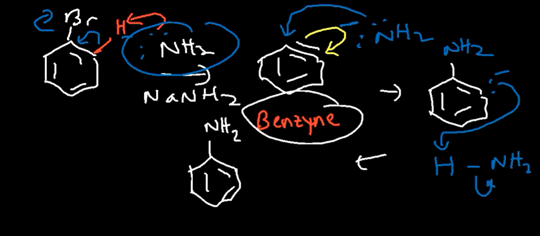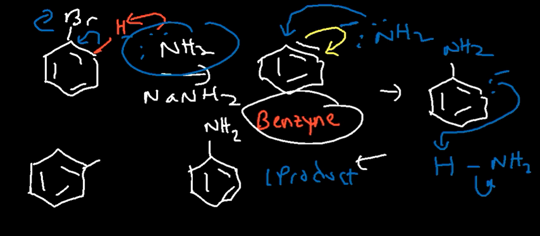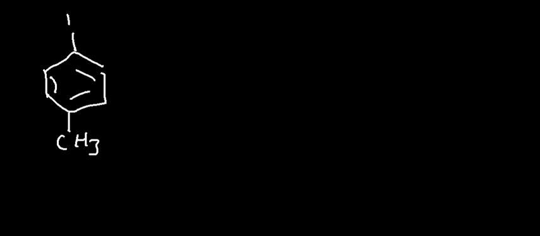So because there are no other substituents, we can only get one product. So even if we put the NH2 on this position, these two products are the same. But now let's say there was a substituent present. Now we can't use an electron withdrawing group. We have to use an electron donating group, basically a weak electron donating group, so that we can still have the benzyne intermediate. If we use a powerful electron withdrawing group, then the reaction will proceed by means of the addition-elimination mechanism.